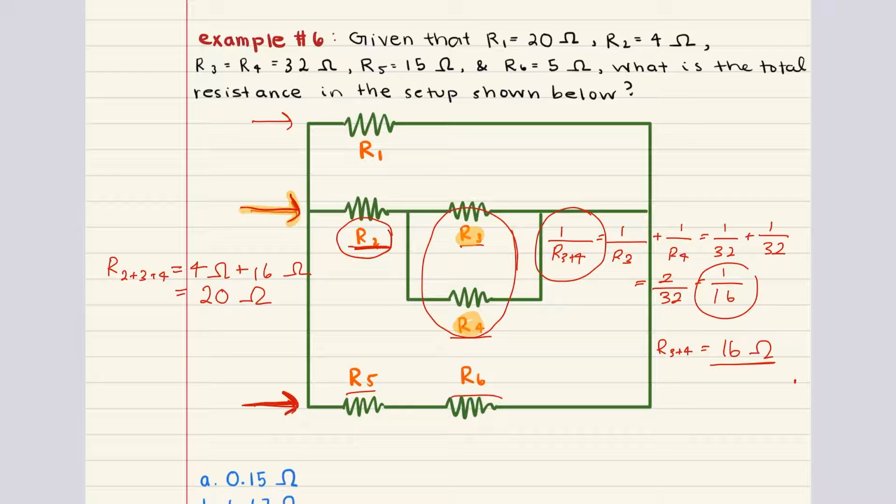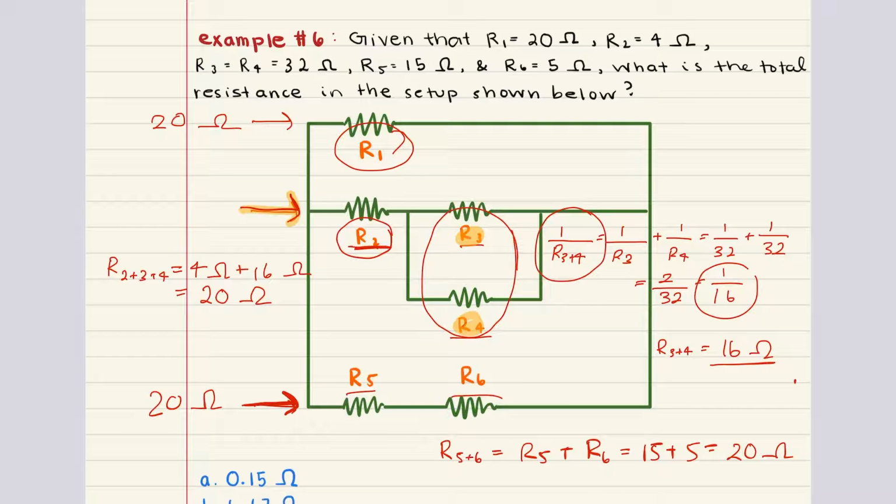Now we can move to this branch right here, R5 and R6. They are in series with each other, so the total resistance between 5 and 6 is going to equal the resistance of R5 plus the resistance of R6. This is 15 plus 5, which gives us 20 ohms. So this branch also has a total resistance of 20 ohms. And in this branch right here, we only have one resistor with a resistance of 20 ohms. So now we have these 3 branches in parallel, and each branch has a resistance of 20 ohms.